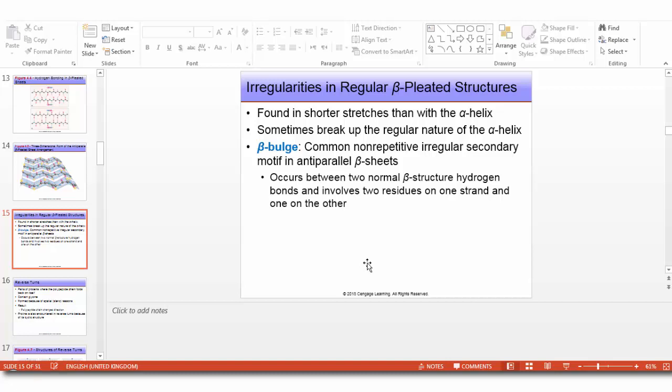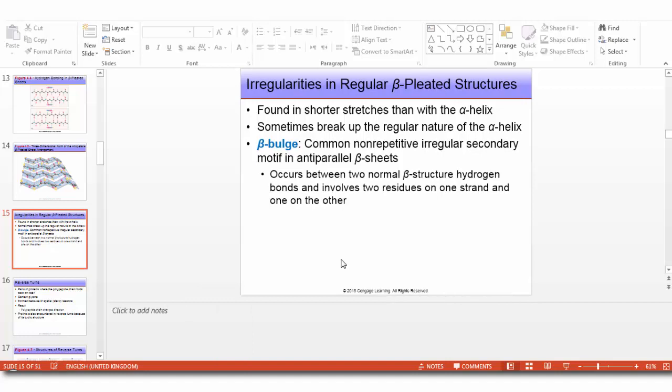What about irregularity in beta sheet? This is called a bulge. A bulge is a common non-repetitive irregularity found in anti-parallel beta sheet, where it occurs between 2 normal beta structure hydrogen bonds and involves two residues on one strand and one on the other, as you can see here.